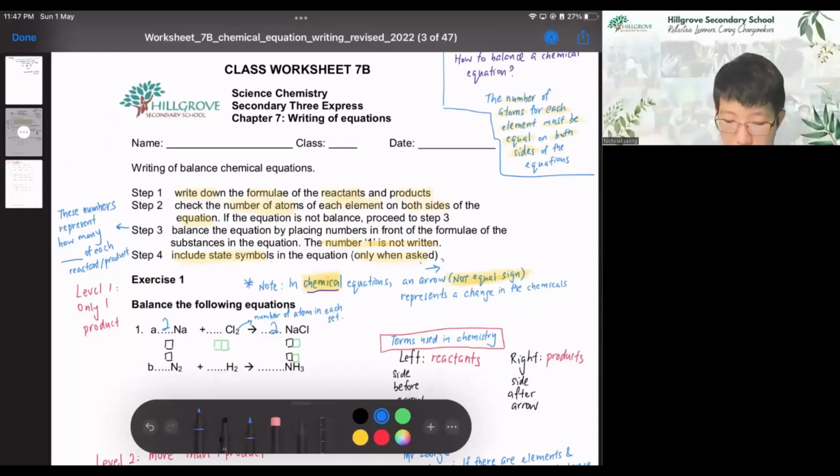So normally for balancing an equation, if you look at step 3, balance the equation by placing a number in front of the formula of the substance in the equation. And the number 1 is not written. Just like math, you don't write 1 when you say 1x. So we don't write 1 in the equation. So these numbers, what do they mean? They represent how many sets of each reactant and product. The number in front of the reactants and product represents the number of sets of each reactant and product.